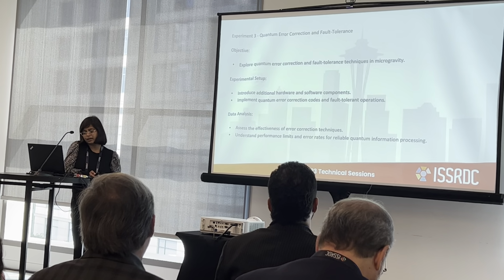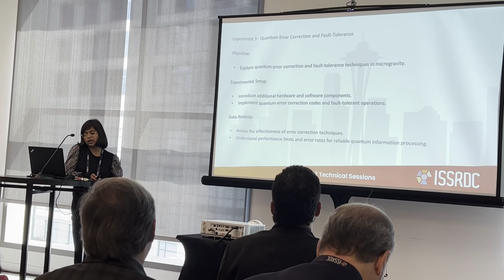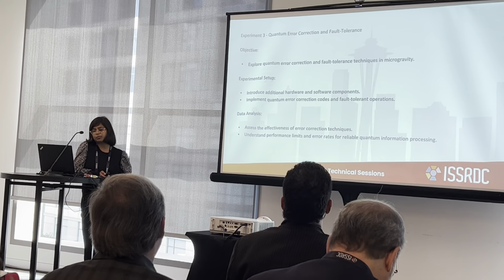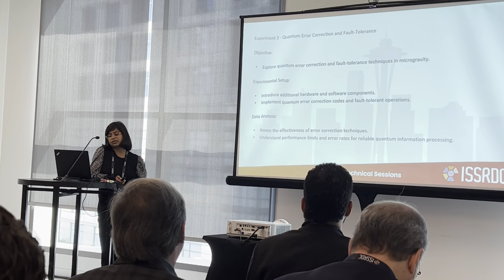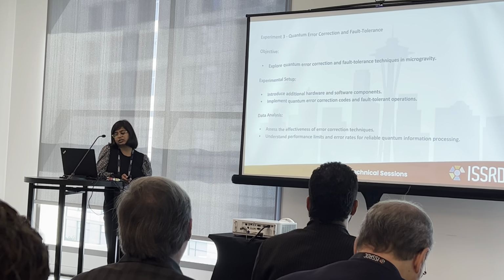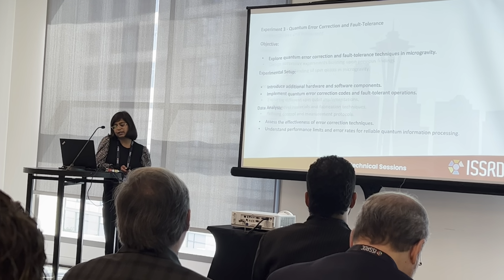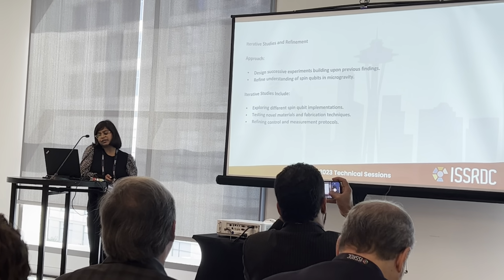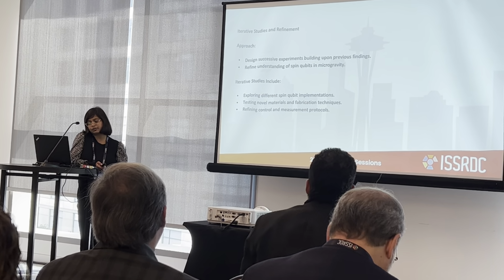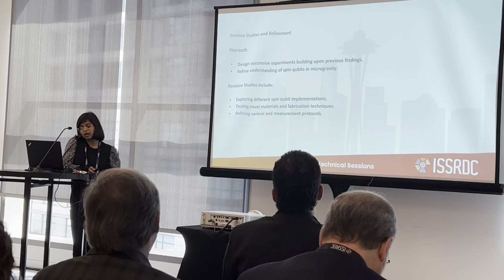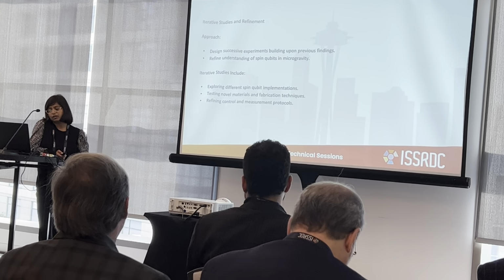So this is basically a very iterative research that is like a chain reaction. The data from one research could be used in the next research, and so it gives way to a lot of iterative research, and a very useful data set that could be used in machine learning and iterative studies and refinements. So the approach would be to design successive experiments building upon the previous findings and refine understanding of spin qubits and microgravity.